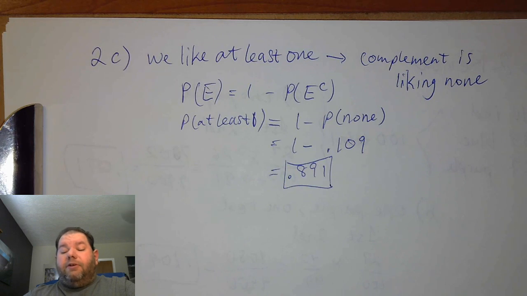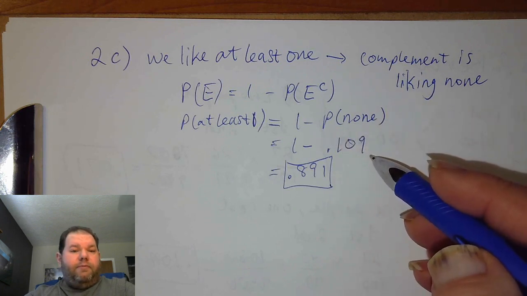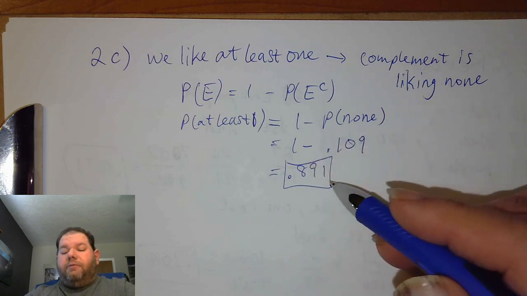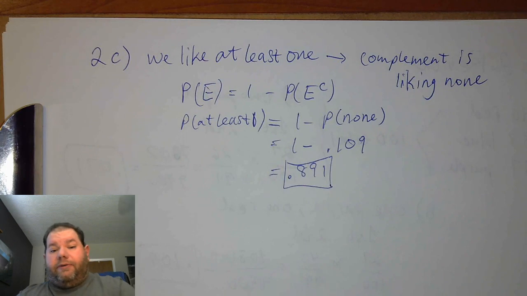So the much easier route is to use complementary probability here and say, well, if we don't like at least one, that means we didn't like either one. And so we can use that to our advantage using this complementary probability formula. We took the probability of none, that was our result from part B, and we just filled that number in and subtracted from 1, and that was our answer.